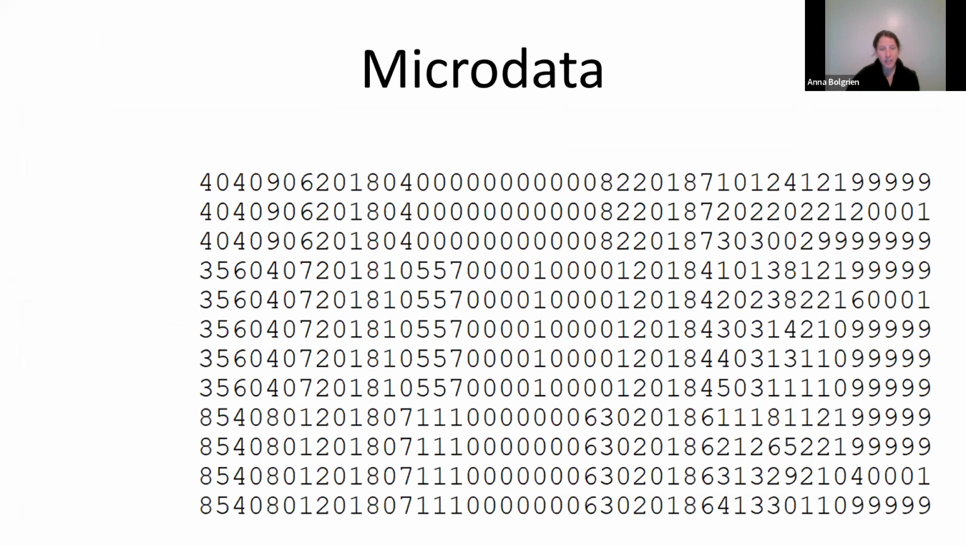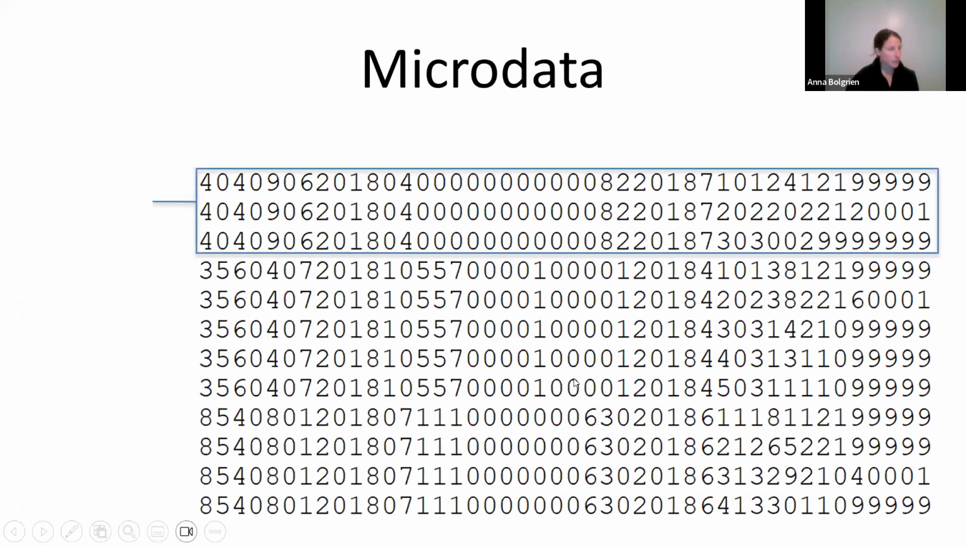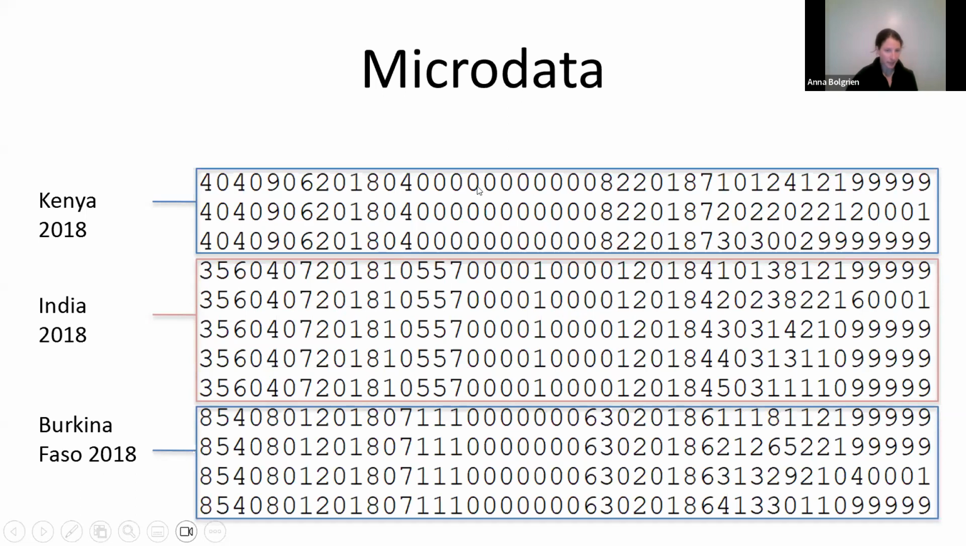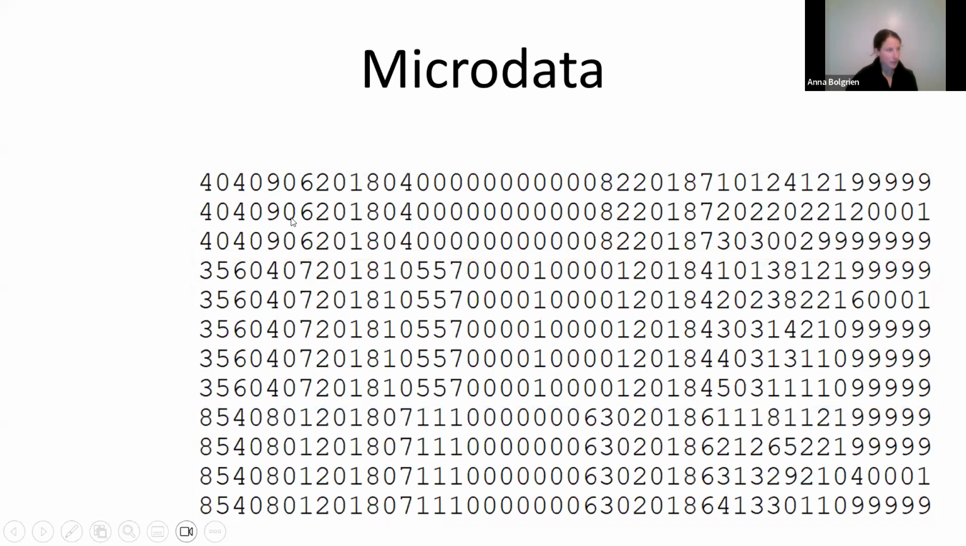The resulting integration process means that you can download one data set with women from each of the different surveys in one file. This is an example of how that data would look. The rows represent individual women from 3 different surveys: Kenya, India, and Burkina Faso. Each row represents information on a single woman. The columns represent different variables.